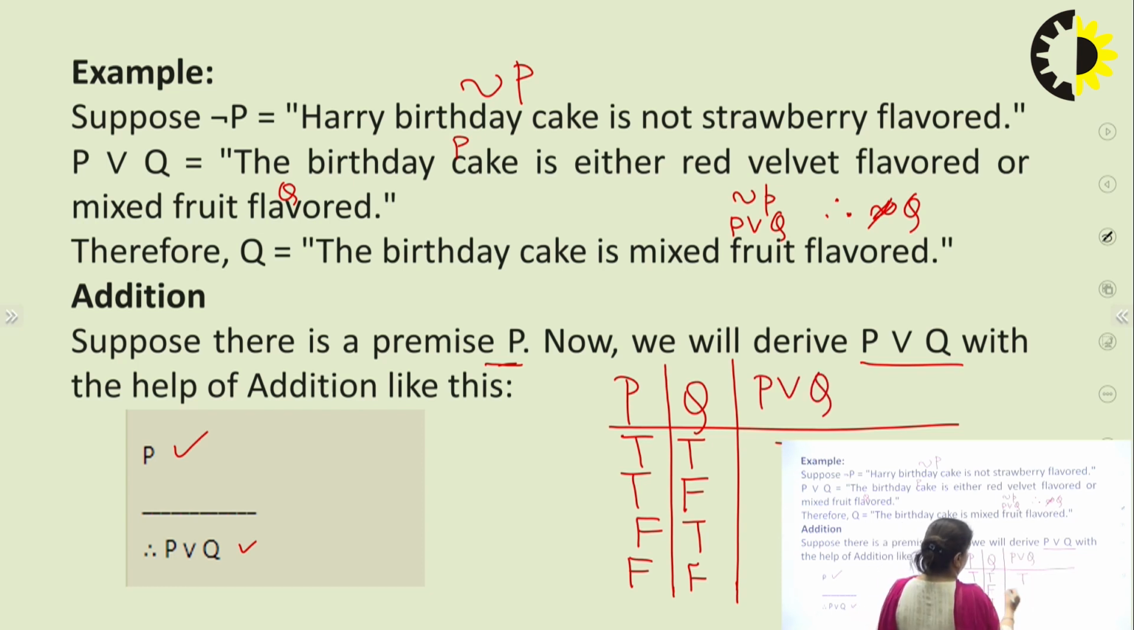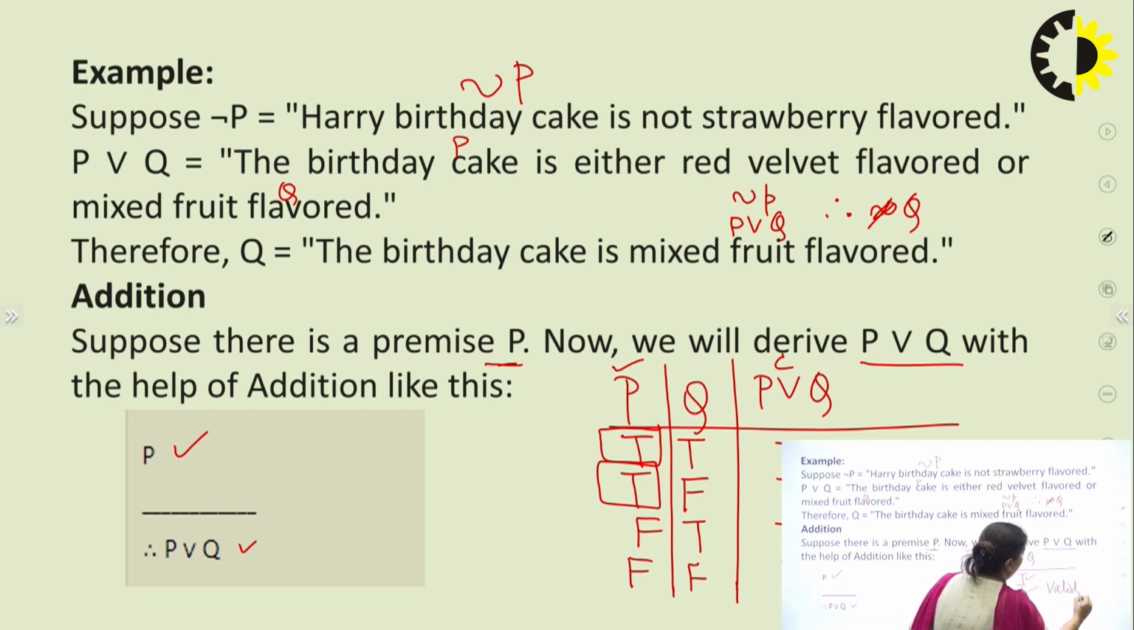This is going to be true, true, true, and this is going to be false. So since my premise is only P, I'm going to check the critical rows where P is true. So this is one critical row and this is the other critical row. So in this, I need to check the value of my conclusion, that is P or Q. Yes, the first one is true, second one is also true. So what can I say? I can say that this is a valid rule and we can directly apply it to check the validity of arguments.